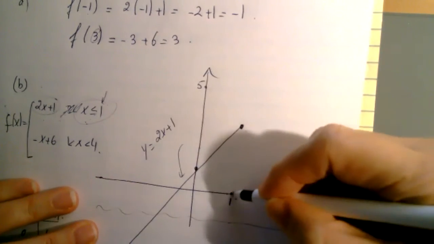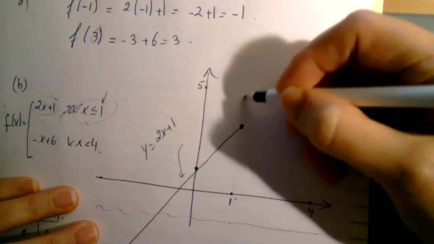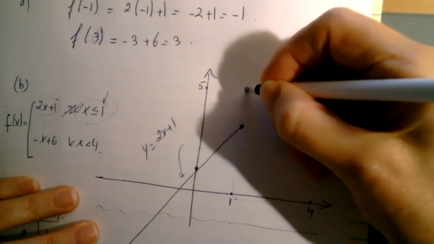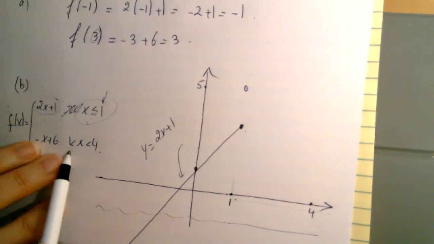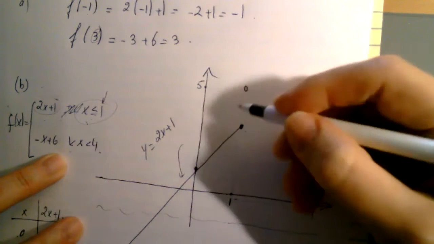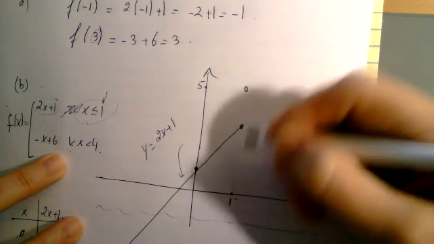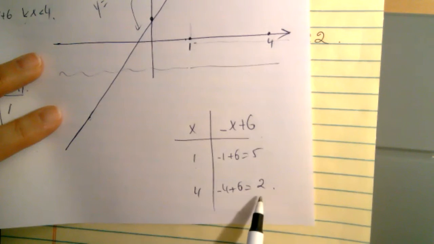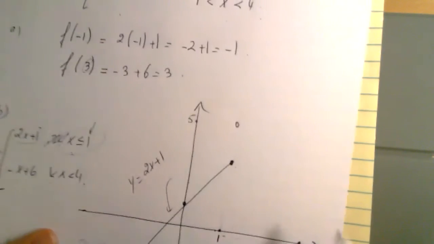So at 1, this is 1. The line would have had this point, but it doesn't because that's strictly bigger than 1. So that's my open circle right there. But you have to be very careful. It's on the top of 1. It's right there. At 4, my function takes the value 2.